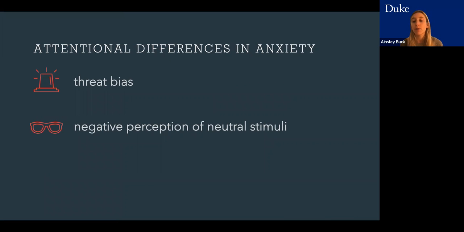So in anxiety, both children and adults demonstrate attentional differences. The first of these differences is threat bias, in which people with anxiety more readily identify threat in their environment. The second of these is negative perception of neutral stimuli, in which people with anxiety interpret stimuli as more negative than they really are. And we're wondering, because these are both driven by stimuli in the environment, is this due to our ventral attention network, which controls how our attention is modulated to external stimuli?